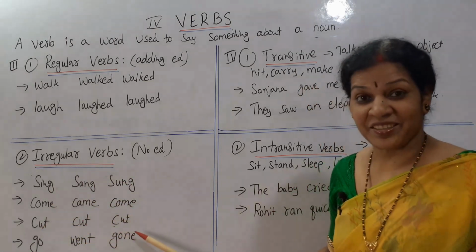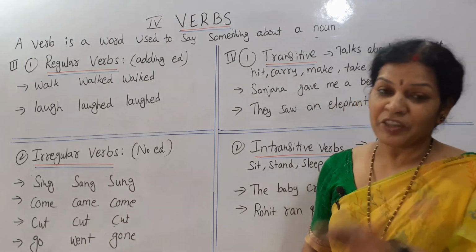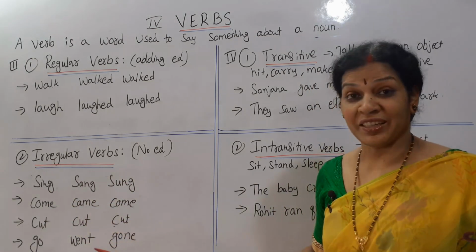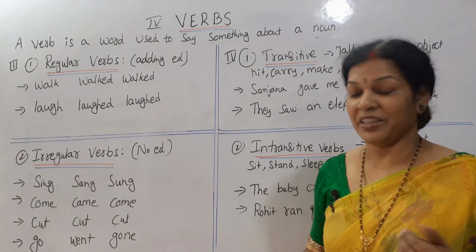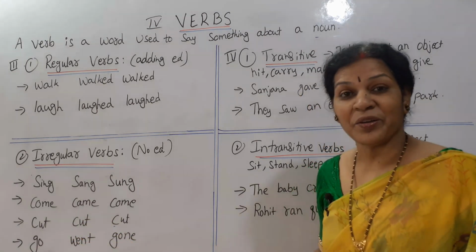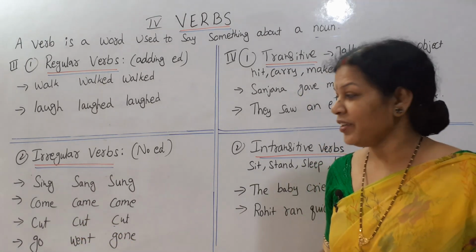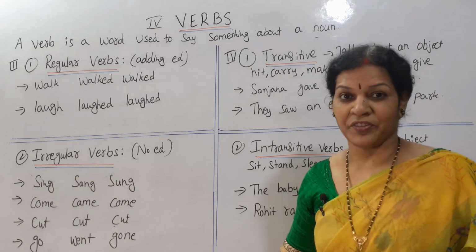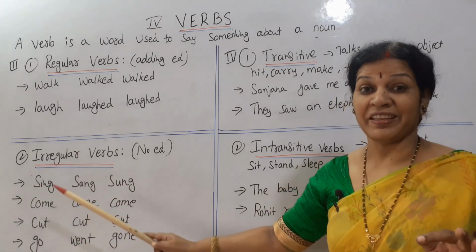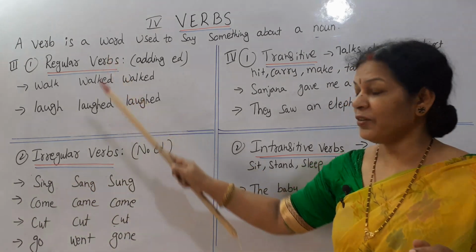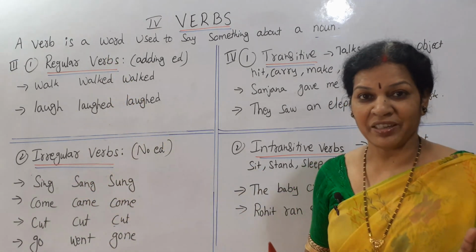Cut, cut, cut. This is also, there are some verbs whose three forms are the same, like cut, cut, cut, hit, hit, hit. There are many. In the same way, go, went, gone, the three are different. So this kind of different verbs, we say it as irregular verbs. Regular verbs, irregular verbs. Am I clear on this?